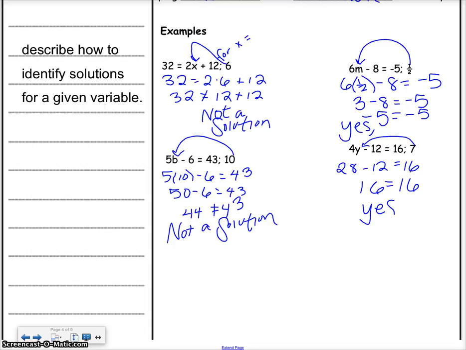So today you're going to identify true, false, open, and then they're going to give you values for a variable, and you have to tell me if those are solutions or not solutions.